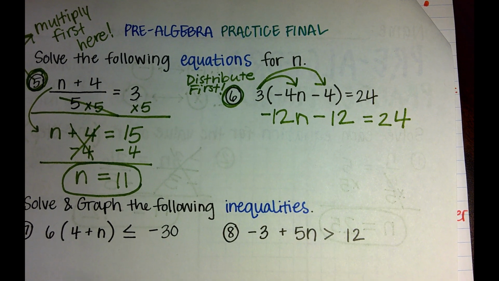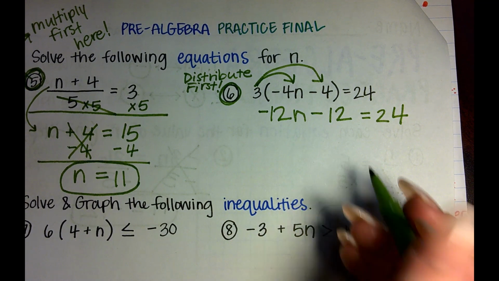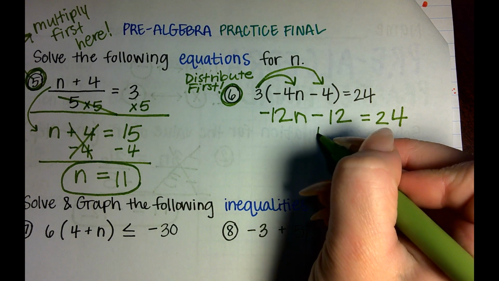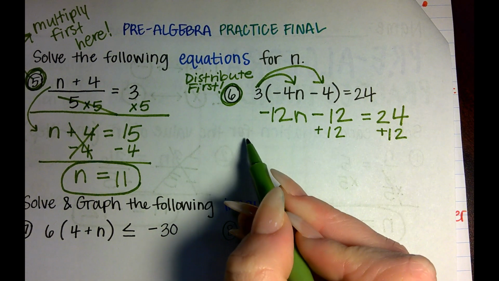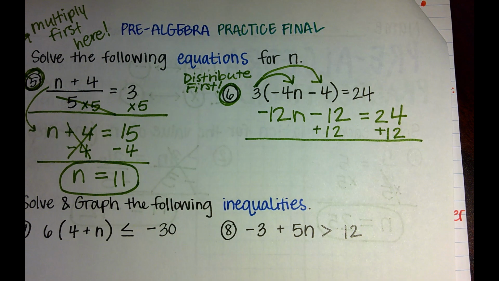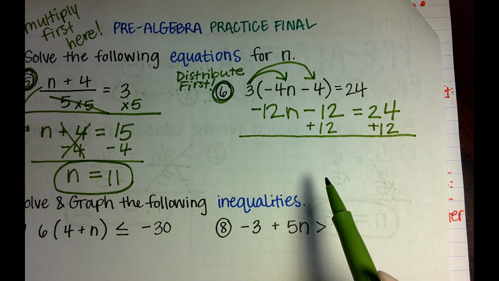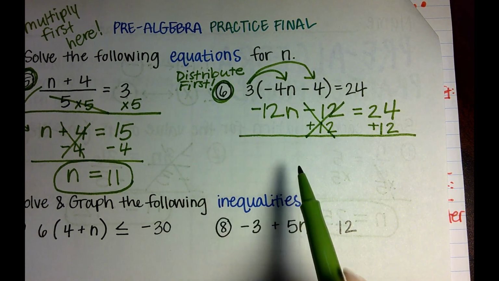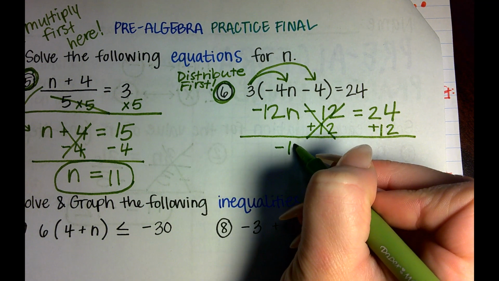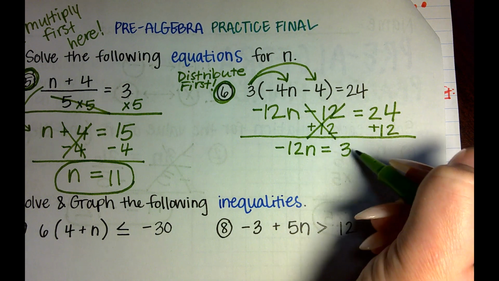So, now we're back to our normal rules where we add and subtract first, then multiply, divide. What should I do first? You add 12 on each side. Good. I want to get rid of this minus 12. We'll do plus 12 on both sides. And then we'll draw a line. What happens to my 12s? Negative 12 and 12, they cancel. And then negative 12n equals. Good. We'll bring this down. Negative 12n equals, yep, 24 plus 12. That is 36.